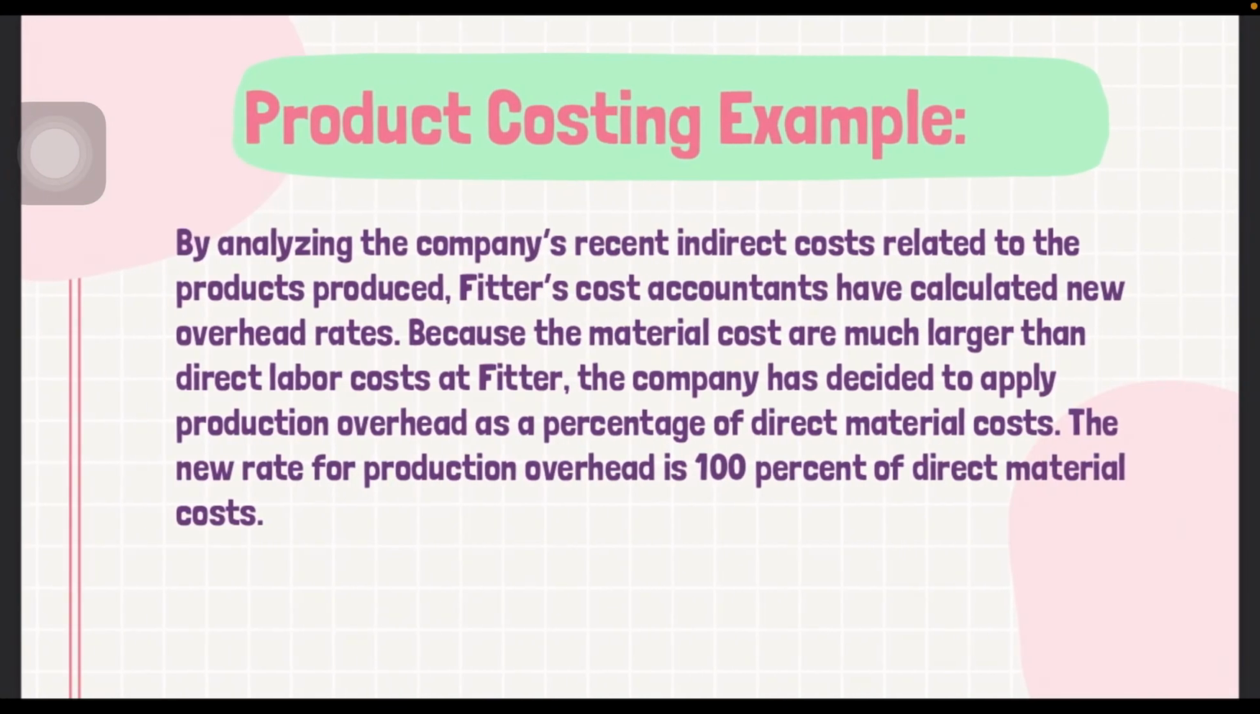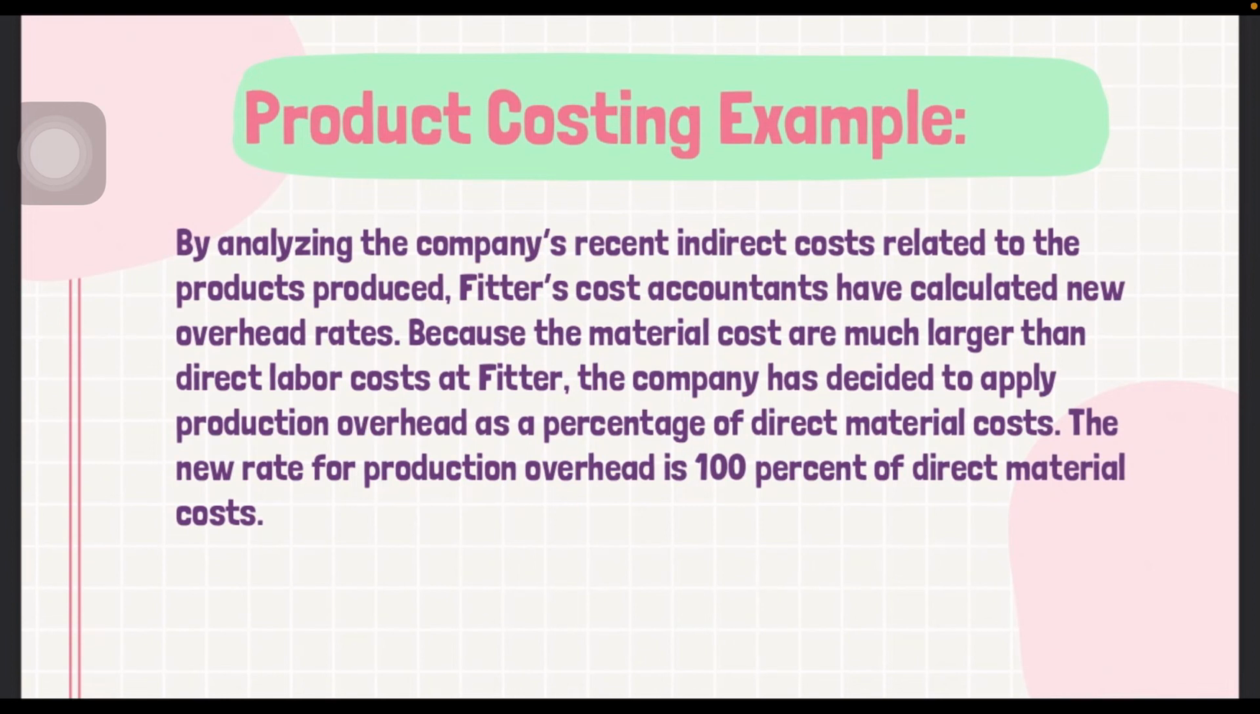Product costing example. Fitter's cost accountants have calculated new overhead rates for its NRGA bars. The new rate for production overhead is 100% of direct material cost, because the material costs are much larger than direct labor cost. At Fitter, the company has decided to apply production overhead as a percentage.